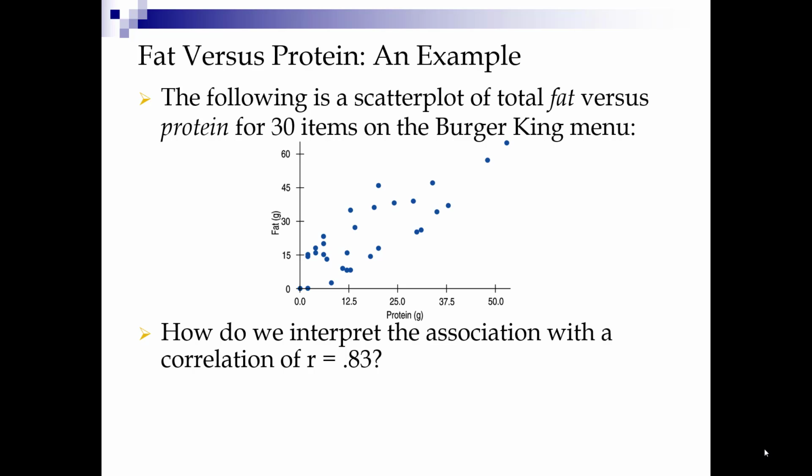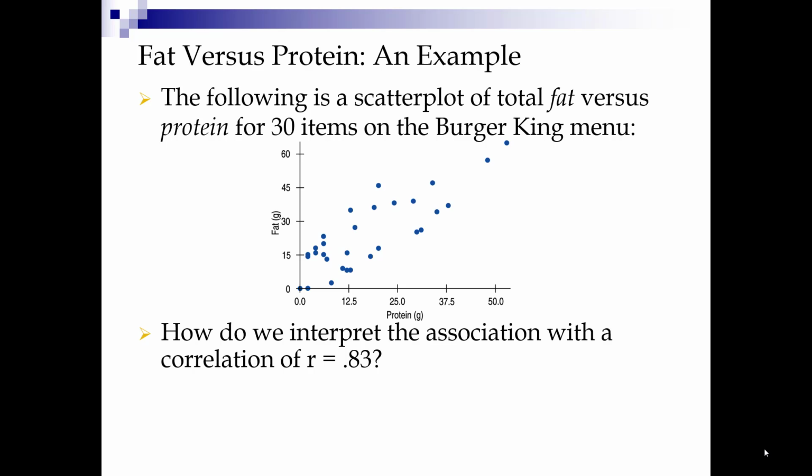So the following is a scatter plot of total fat versus protein for 30 items on the Burger King menu. Our explanatory variable in this case is protein and the response variable is fat. So what we want to do is use protein. If we know how much protein is in an item, we want to see if we can predict how much fat is also in that item.